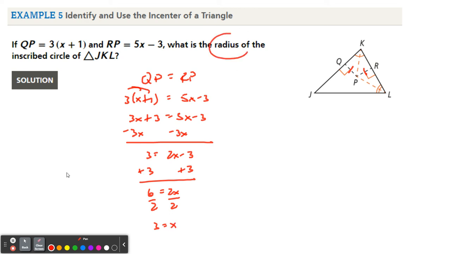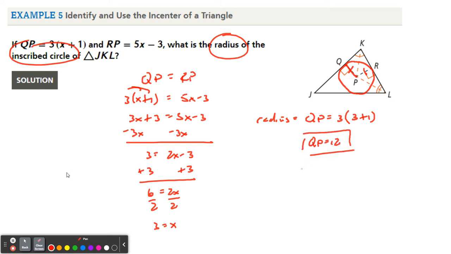So they would like the radius of the inscribed circle. So again, if I draw the inscribed circle, it would look like this. This right here would be my radius, and I would draw it just like so. Pretty good. So QP or PR is that radius. So to find the radius, I'll just use QP, which would be 3 times x plus 1. You notice I replace x with 3. 3 plus 1 is 4. 4 times 3 is 12. So the radius is 12. And that's it. QP is 12, so the radius equals 12.